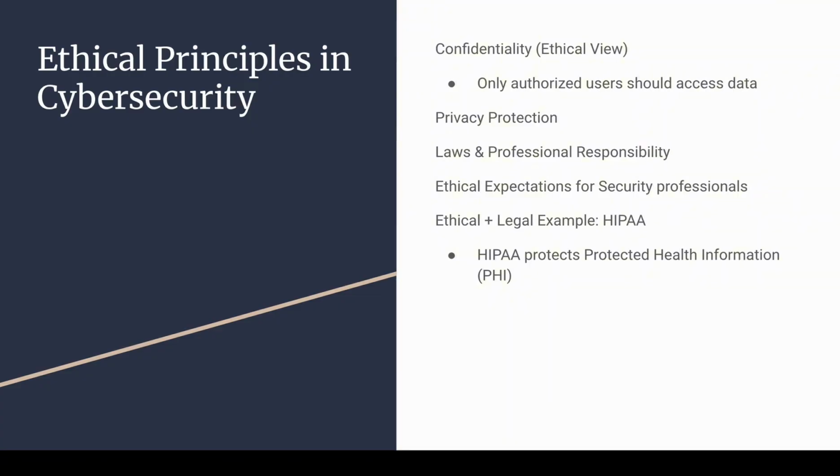Ethical responsibilities are basically securing private data, identifying vulnerabilities, managing risk, and aligning security with business goals still. Okay, so laws and professional responsibility. Laws are enforceable rules set by government bodies. As a security professional, you must remain unbiased, act honestly and responsibly, follow evidence, not assumption, and respect laws at all times.